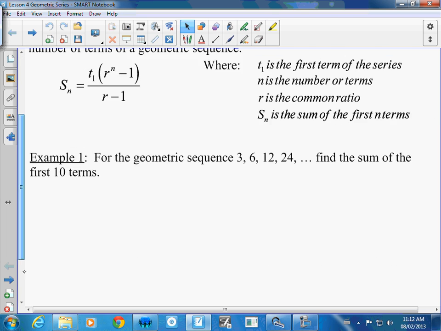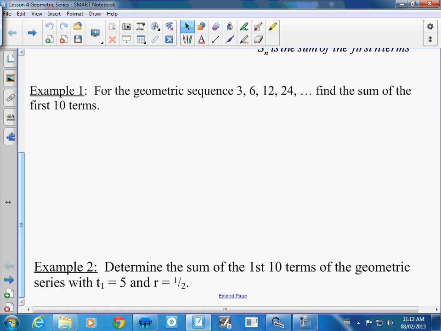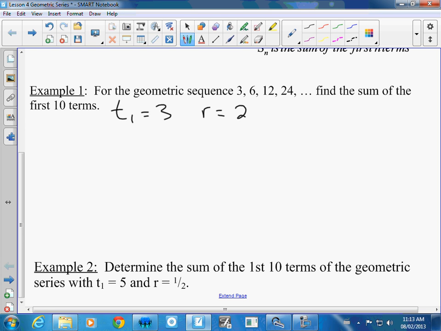Okay, so we have a geometric sequence. Let's write down what we know. What's T1? What is R? 6 divided by 3, 12 divided by 6, 24 divided by 12: it's 2. Well, that's tough, eh? And we want to find the first 10 terms, so N is 10. What are we looking for? That's S10.